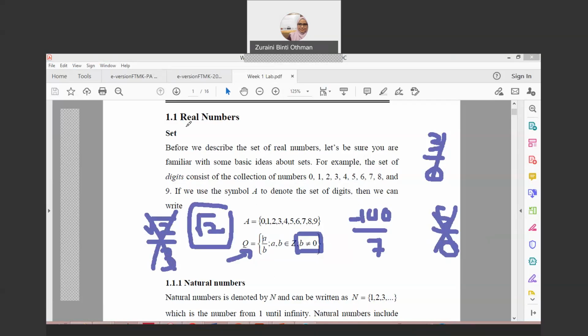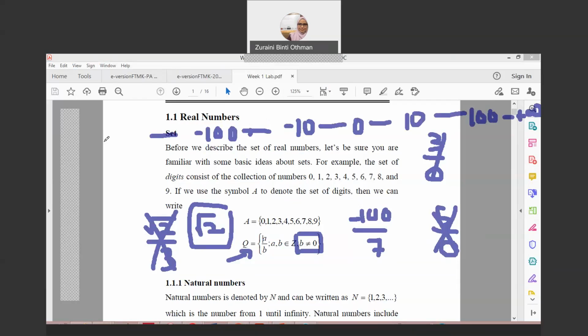So the concept of real number is all number from negative, contohnya negatif 100, daripada negatif 100 sampailah ke negatif 10, sampailah ke 0 sehingga 10 dan seterusnya 100. Dan kalau kita teruskan lagi ke atas ni ialah positif infinity. Kalau negatif 100 teruskan ke bawah akan jadi negatif infinity. All in this range we call it as real number system.